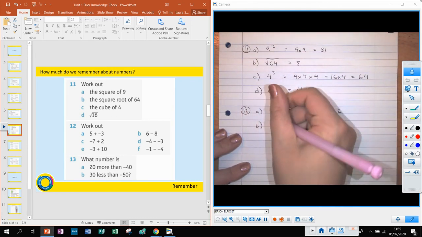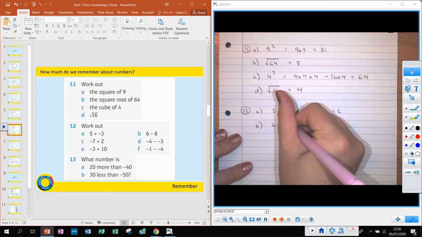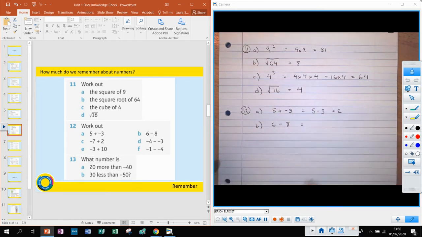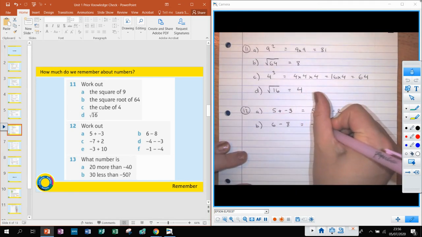Part B, we have 6 take away 8. If you struggle a little bit with this, a way to think about it is temperature. You're taking away a larger number, so it's going to be more negative. I start with 6 degrees, I drop 8 degrees, I'm going to be below 0 by 2. So that's negative 2.